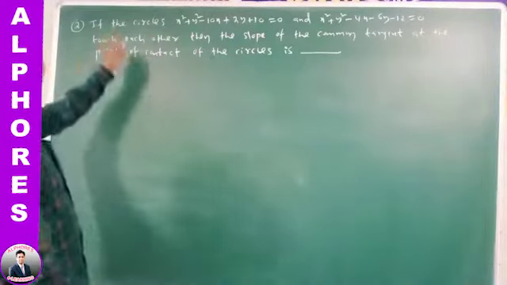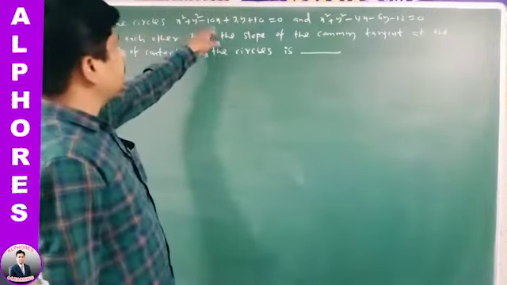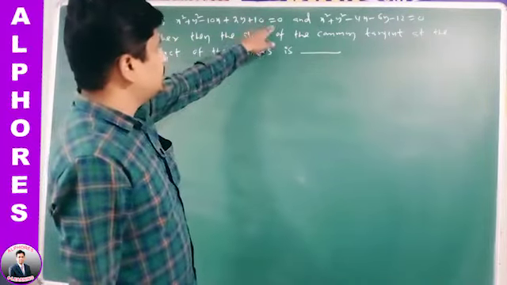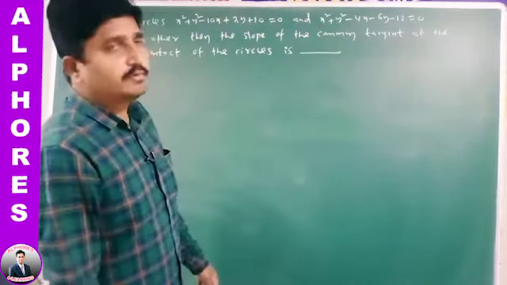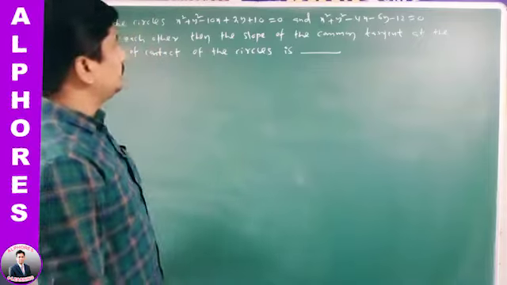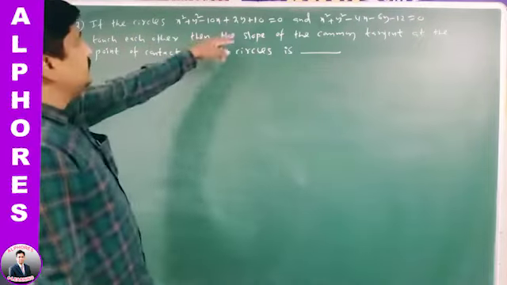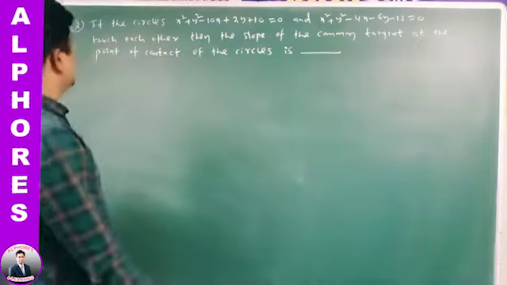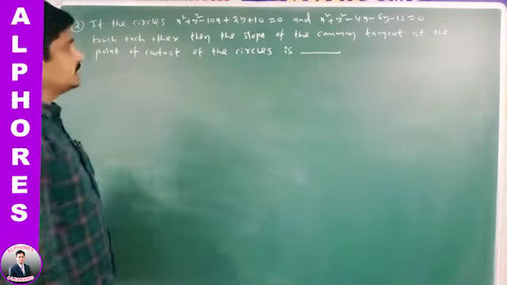Next problem. If the circles x square plus y square minus 10x plus 2y plus 10 equal to 0 and x square plus y square minus 4x minus 6y minus 12 equal to 0 touch each other, find the slope of the common tangent at the point of contact of the circles.